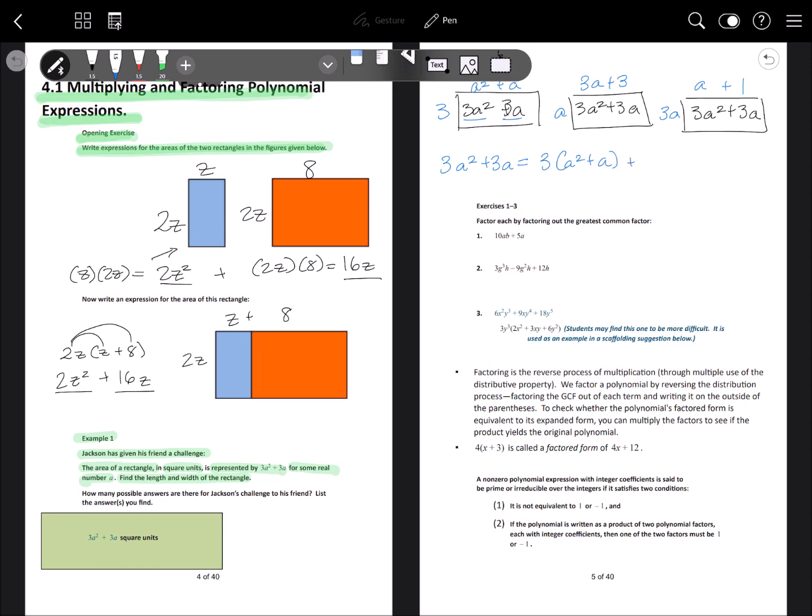Each of these rectangles represents a different way to write the possible multiplications that could equal 3a squared plus 3a. So I could say 3a squared plus 3a could be 3 times a squared plus a, or it could also be equal to a times 3a plus 3, or it could be equal to 3a times a plus 1. This one is the fully factored form because there are no other factors in common between the two pieces of the original.